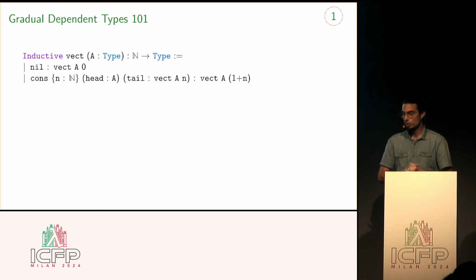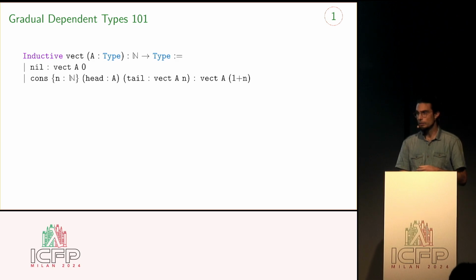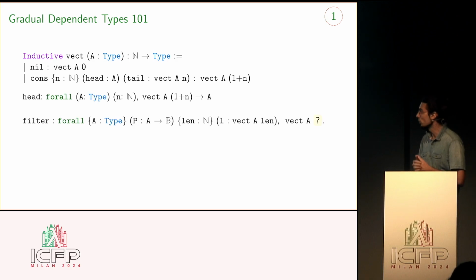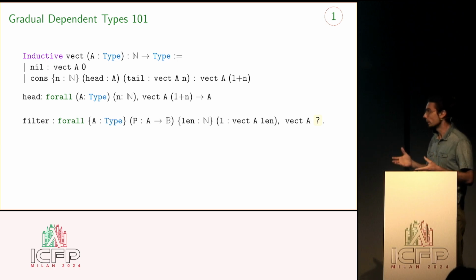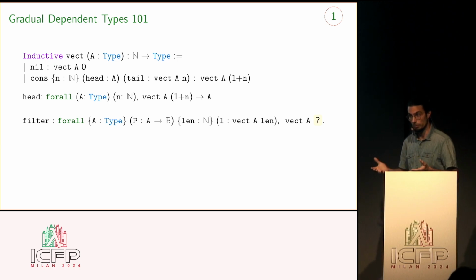dependent types. Here I have a typical example of an inductive family, length-indexed vectors. On such length-indexed vectors, we can define functions using dependent types. In particular, we can define a head function that requires its argument to be non-empty, so that dependent types ensure that the function is total.